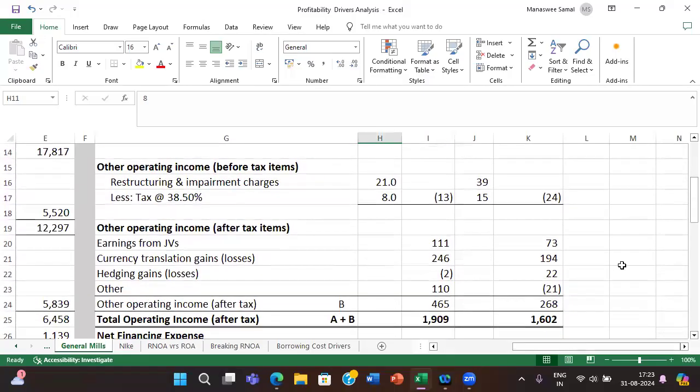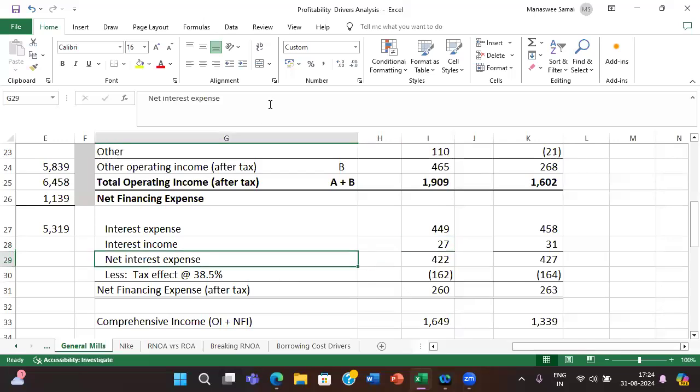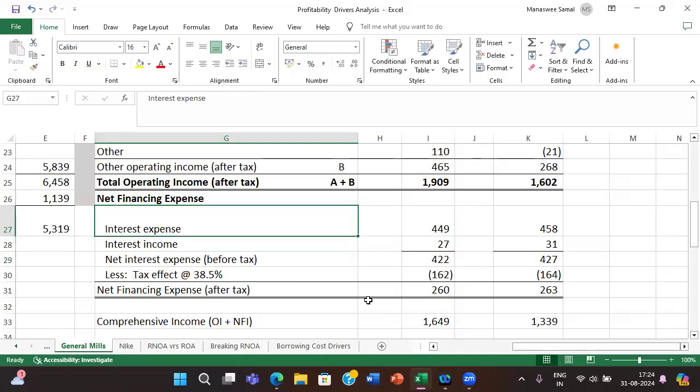This P&L has a net financing expense position. It is not a case of net financing income or net financial income. You have interest expense of 449. It is there in the P&L of General Mills. Nothing extra you are trying to do. And they have interest income of 27. So you have net interest expense before tax. You can write this as NFE before tax, isn't it? That is, before tax NFE is 422 and the previous year is 427.